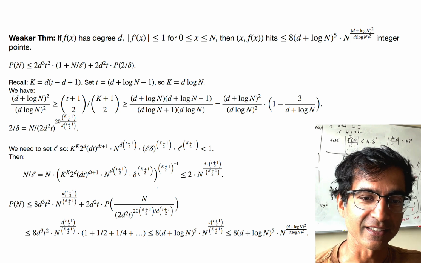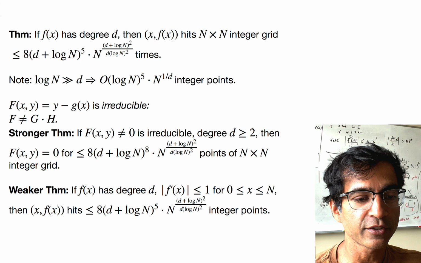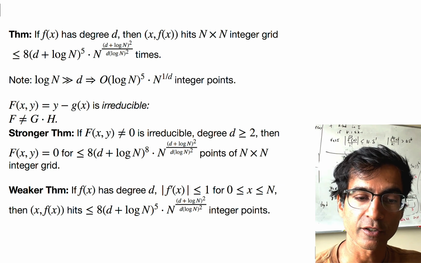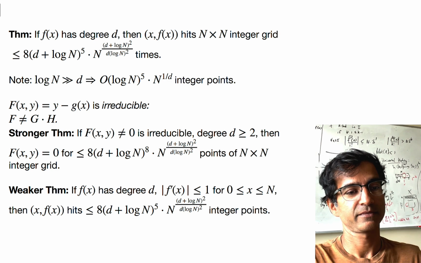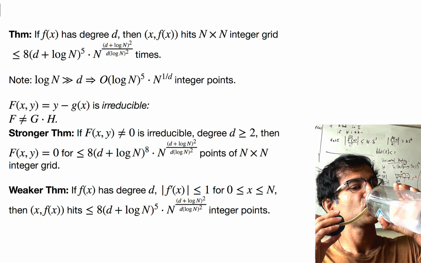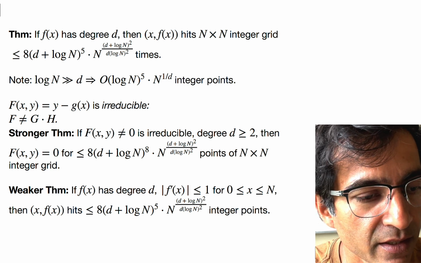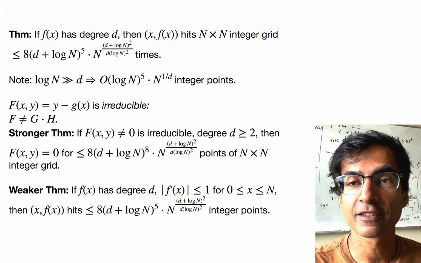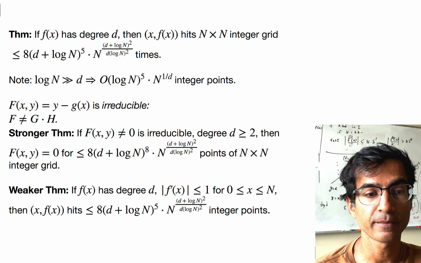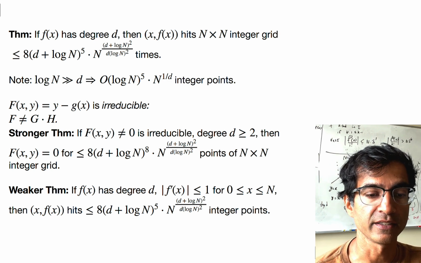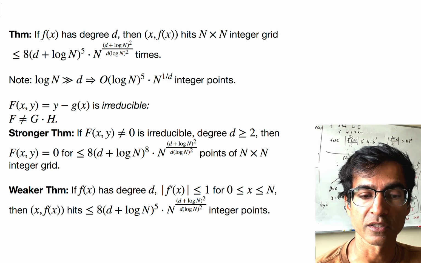All right, so that's a rough picture of how to carry out the calculations. So the end result is we get the weaker theorem that I promised. So now let's turn our attention to proving the stronger theorem and also these theorems. The main assumption that we had here is that the derivative of f was bounded.